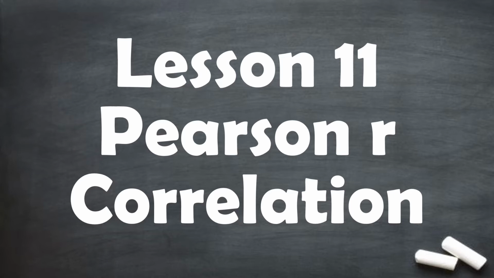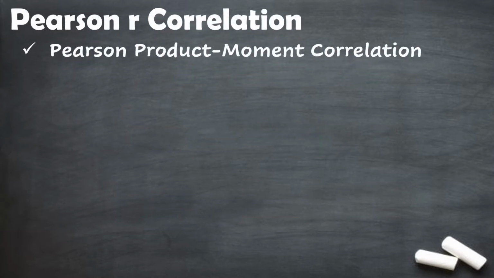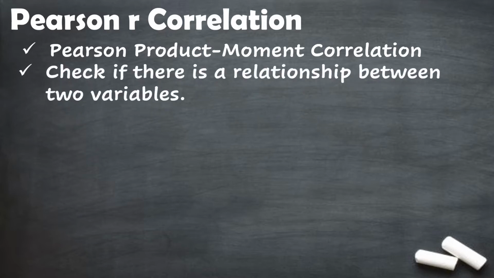Lesson 11 is Pearson-r correlation. Pearson-r correlation is sometimes referred to as Pearson product moment correlation. We use Pearson-r correlation if we want to check if there is a relationship between two given variables. So if that is the goal of the given problem, you have to know if there is a relationship between the two given variables, then the statistical test that you should use is Pearson-r correlation.